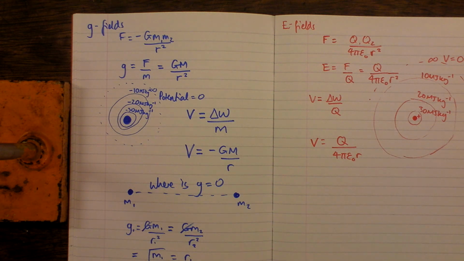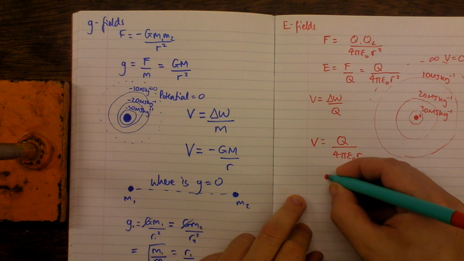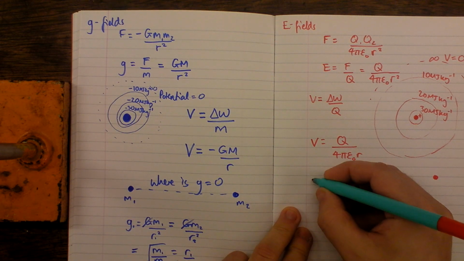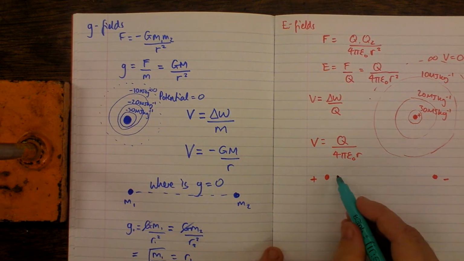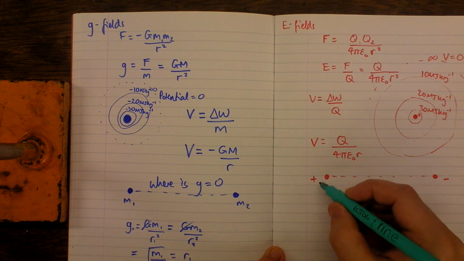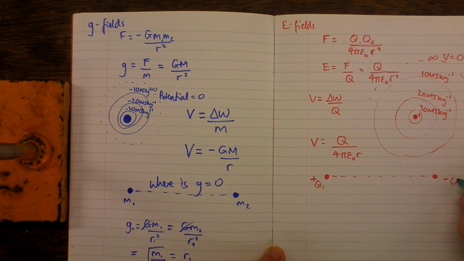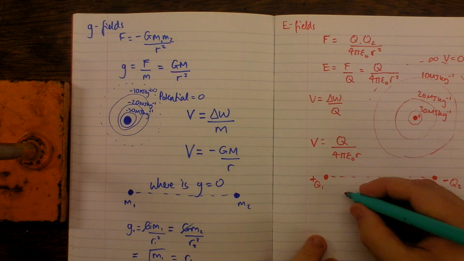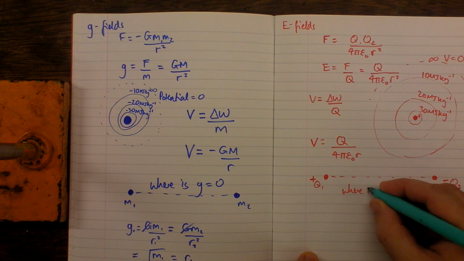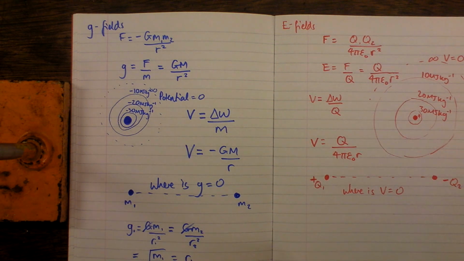Sometimes we're not interested in the field strength between two points, we're interested in the potential between two points. Now, in this case, if I've got one positive charge and one negative charge, it's actually not possible to have a zero field strength in the middle, because this would be repelling a positive charge and this would be attracting a positive charge, so both field strengths would be acting in the same direction. It is, however, possible to have a point where potential is zero.